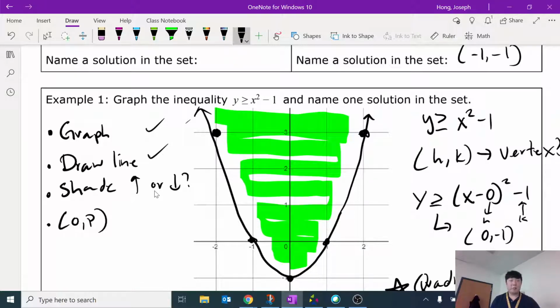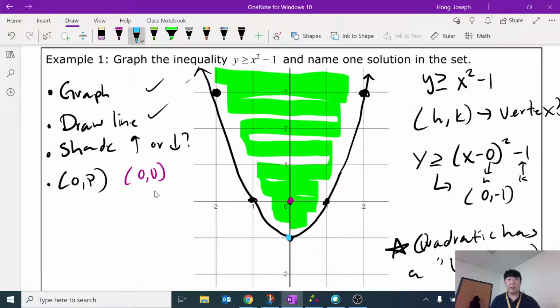And then the last part is to give me an example of an ordered pair that would be part of my solution. For example, I can do this right here. I'll do it in red. So this right here could be 0, 0. This blue point right here can also be part of your solution, only because this is a solid line. So this is 0, -1. So these are great examples.